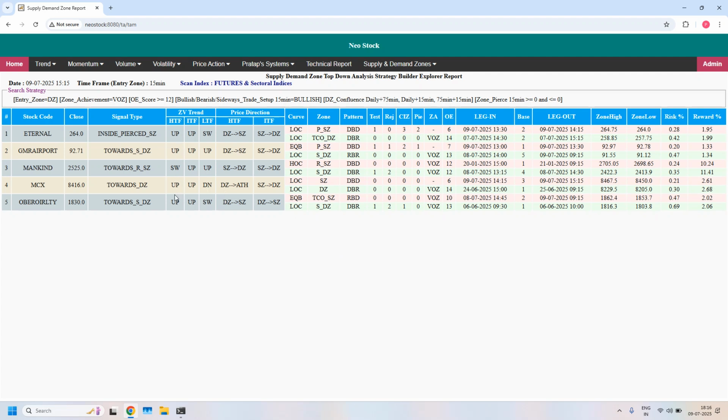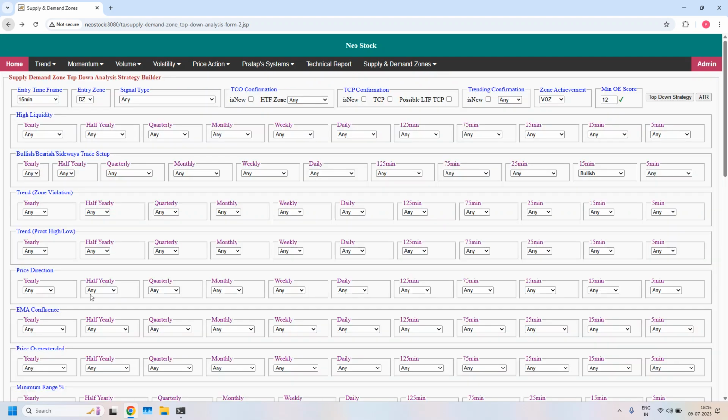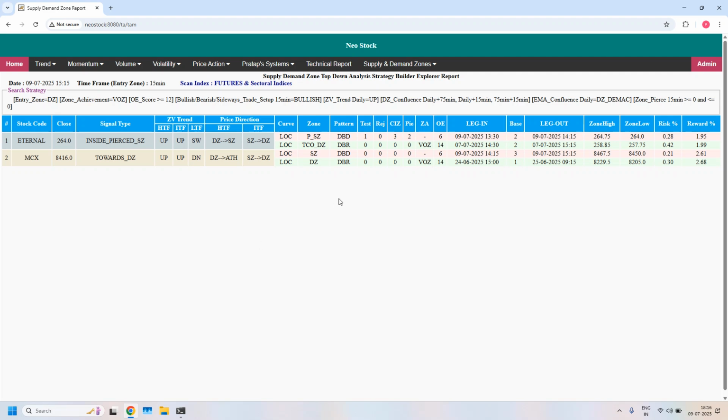And the daily trend is up in all the stocks except the third one. So let us ignore the third. In the remaining 4 stocks, let's verify how many daily demand zones are having daily EMA confluence. And also the trend on the daily should not be sideways. It should be an uptrend because it is a bullish trade setup. So we got 2 stocks.